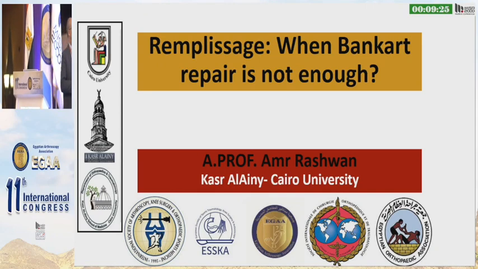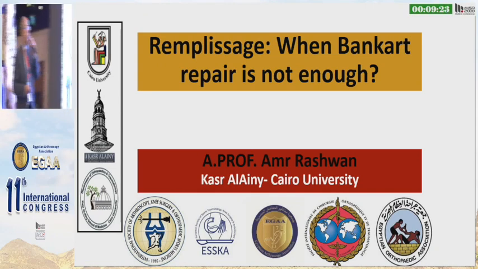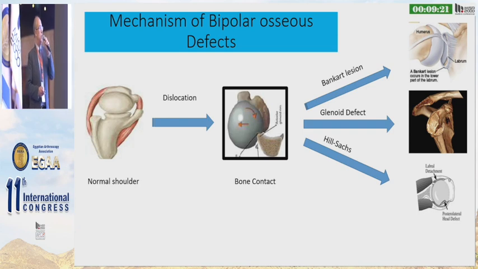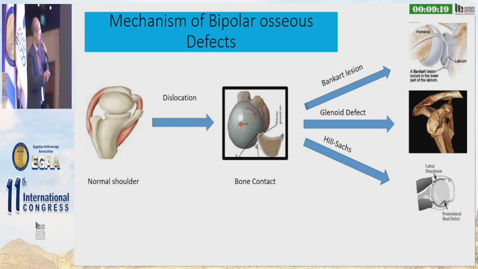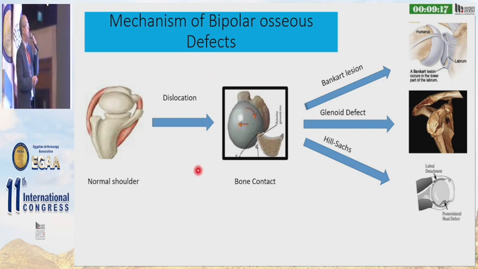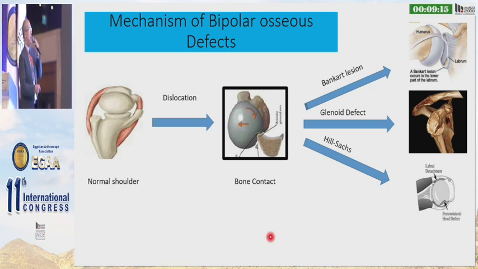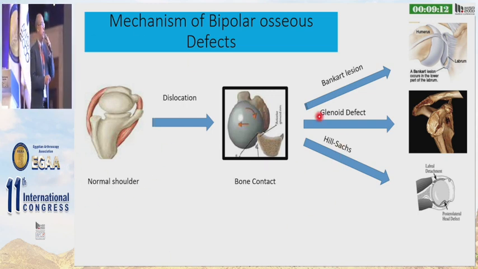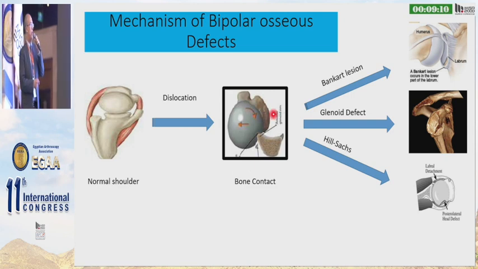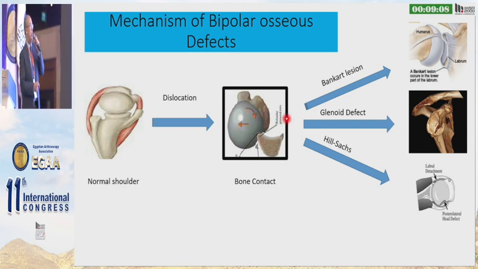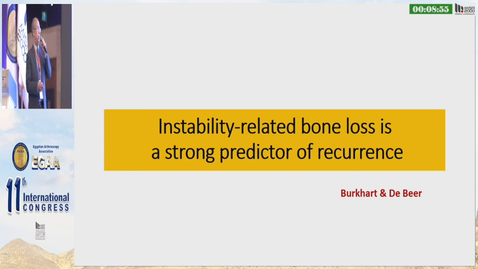Our topic will be remplissage when Bankart repair is not enough. This is the mechanism through which the dislocation occurs. As we all know, in glenohumeral instability the humeral head goes to the anteroinferior aspect to engage the anterior glenoid labrum, creating the classical soft tissue Bankart and the bony Bankart and the Hill-Sachs lesion, and these both are the bipolar osseous lesions occurring in glenohumeral instability.